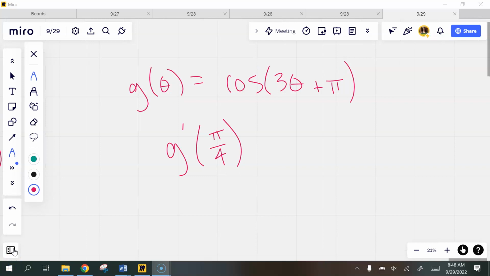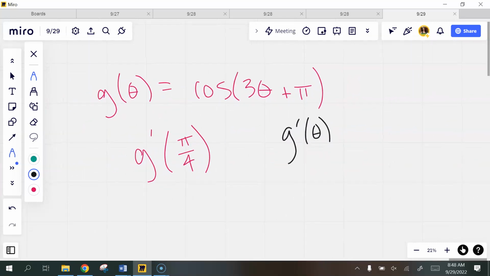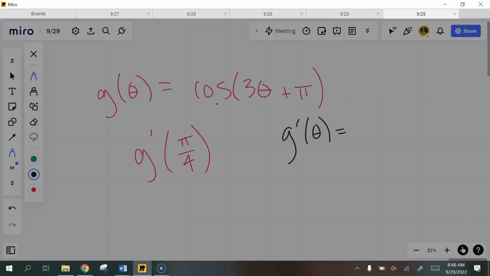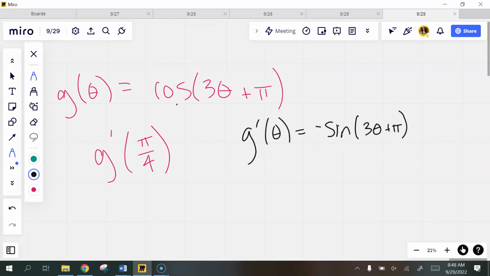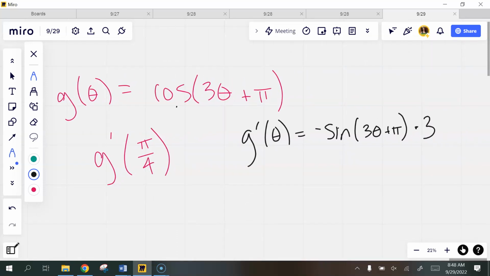What do I need to do first? Find the derivative, right? So g prime of theta, just got theta in there because these are angle values. Don't let that throw you. If it does, put an x in place of it and roll on. So derivative here, derivative of cosine is, of course, negative sine. 3 theta plus pi. And now chain it. So I have negative 3 sine 3 theta plus pi. That's the derivative. But it asked me to find the derivative at pi over 4.